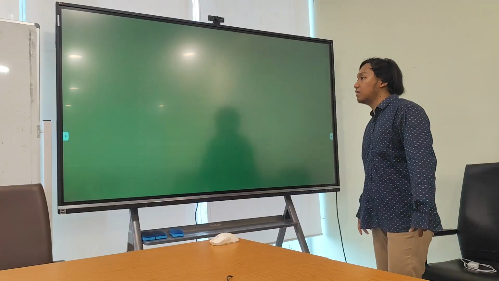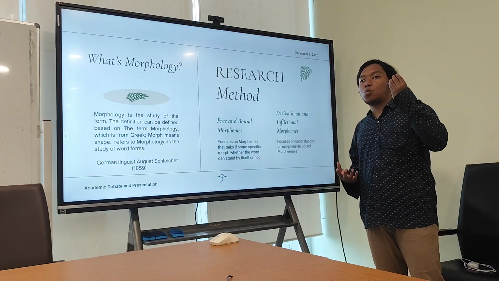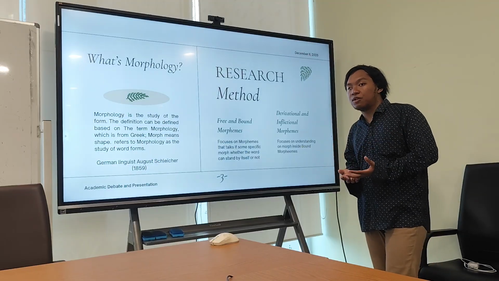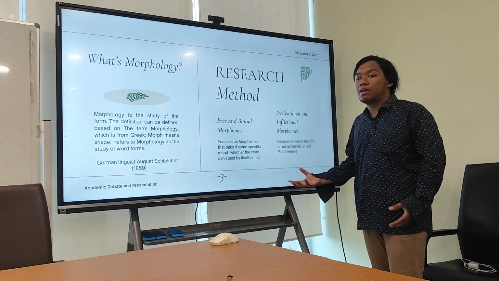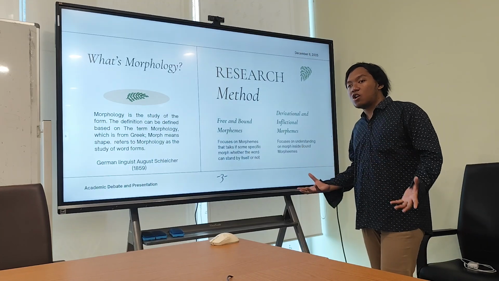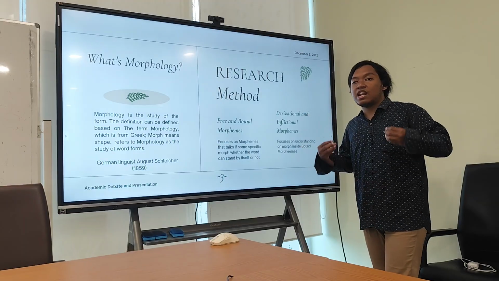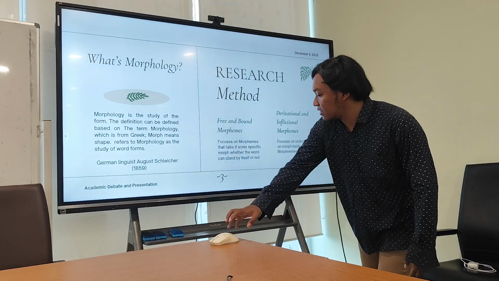And next, research method. For the research method, I use qualitative textual analysis. This means I read the story carefully, selected a few words that contain morphemes, and categorized them based on the theory. I did not use numerical data. Instead, I used explanation and interpretation to show how the morphemes function inside the text.